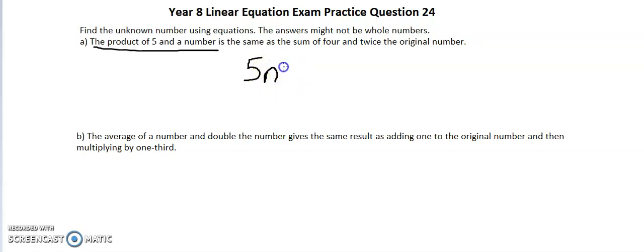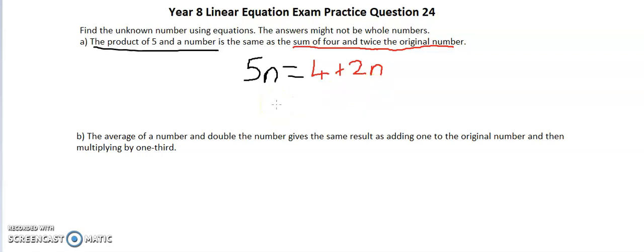Is the same, so equal to, as the sum, which means add, of 4 and twice the original number. So the sum of 4 and twice the original number. That gives me my equation of 5n equals 4 plus 2n.